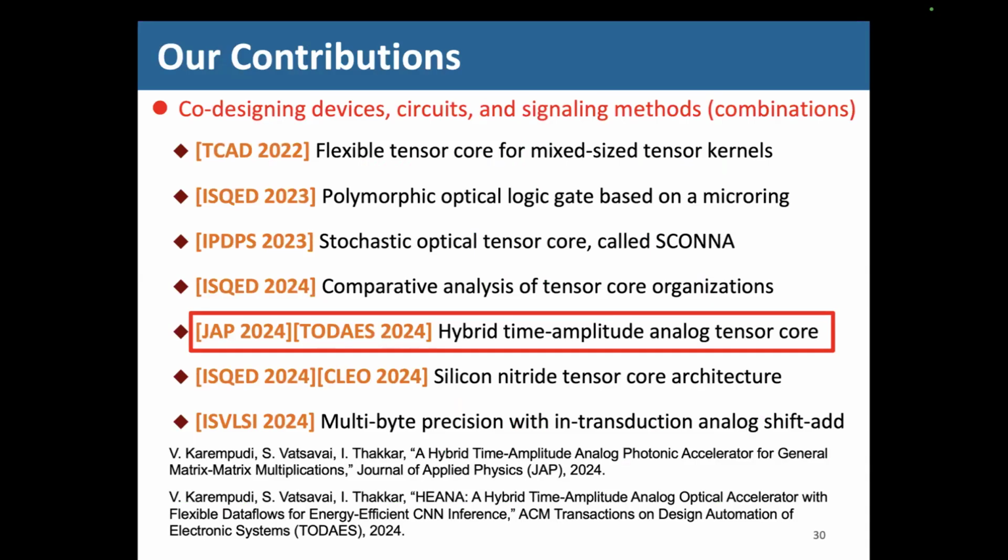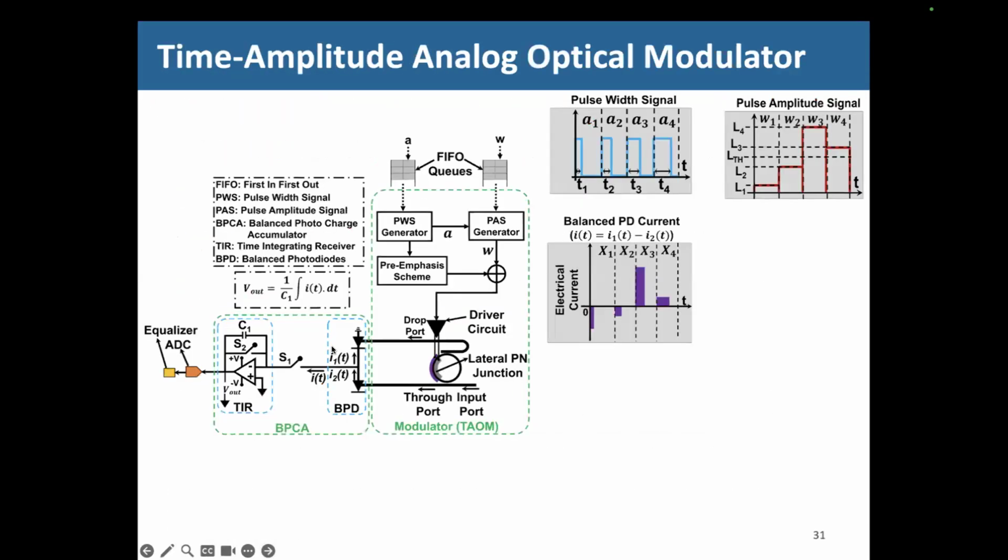We are working on fabrication for this for now, but we have done extensive simulation analysis, and we have published this in this publication. The idea is to use hybrid time amplitude analog signaling, right? You create pulse width amplitude modulated electrical pulses, where the input is encoded as the width of the pulse, and the weight is encoded as the amplitude of the pulse, right? That pulse width amplitude modulated electrical signal can then be applied to the microring directly.